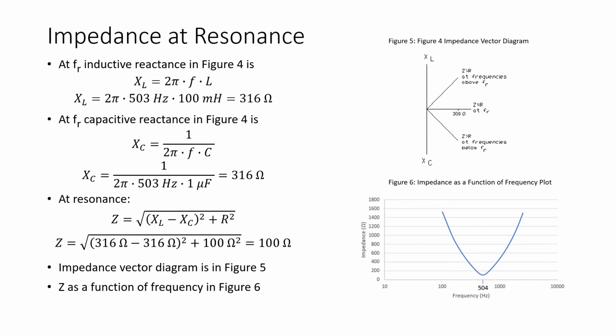Now I want to point out too, looking at the plot in figure 6, that the x-axis is plotted on a logarithmic scale, and this is done to provide a more symmetrical graph of impedance as a function of frequency. We'll talk more about logarithmic scales when we start looking at the response of filter circuits.